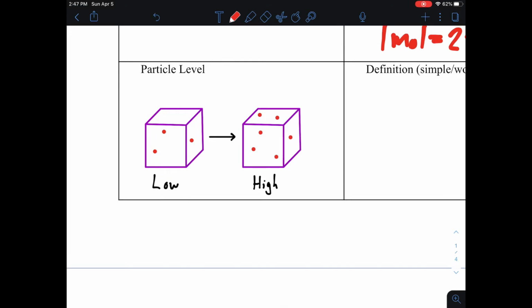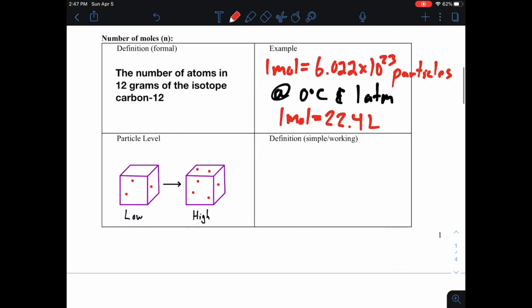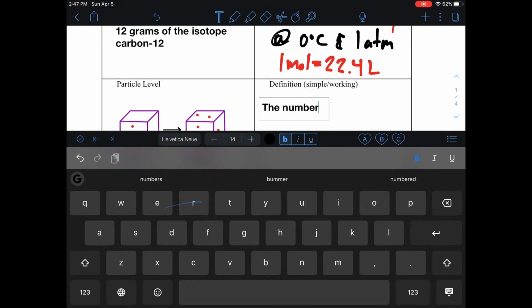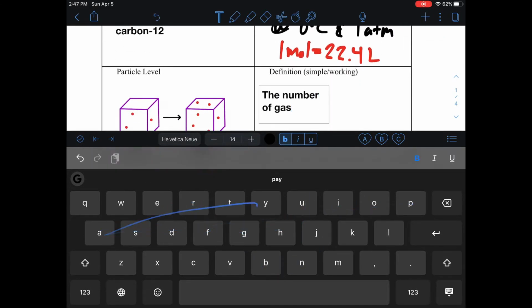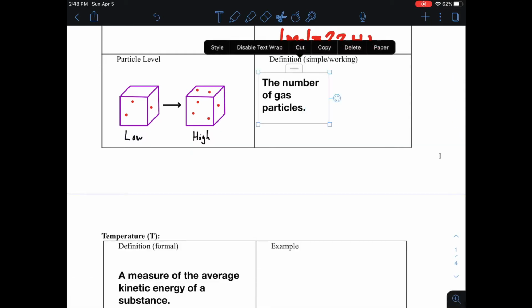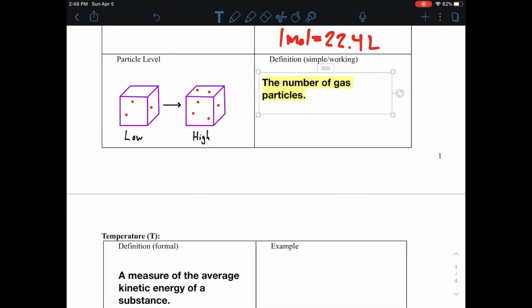And that represents that we have more particles of gas when it's a higher number of moles. When you hear moles in the context of gas chemistry, all I want you to be thinking about is the number of gas particles. If there's lots of gas particles, that means we have a higher number of moles of gas.